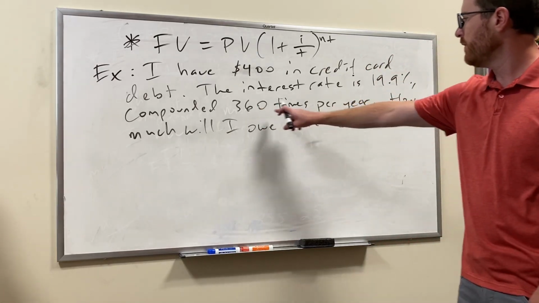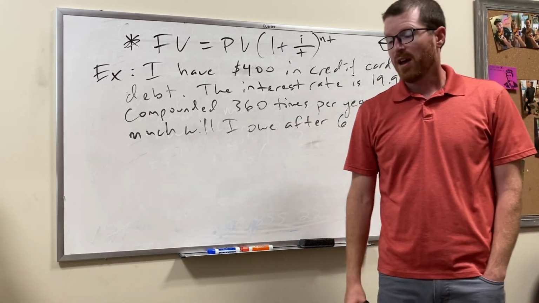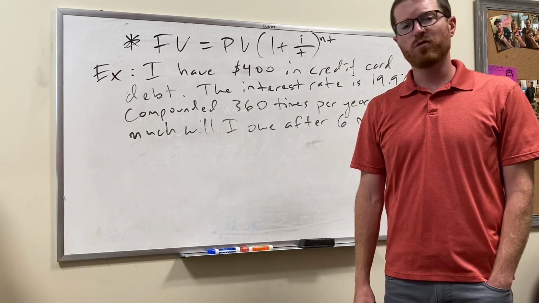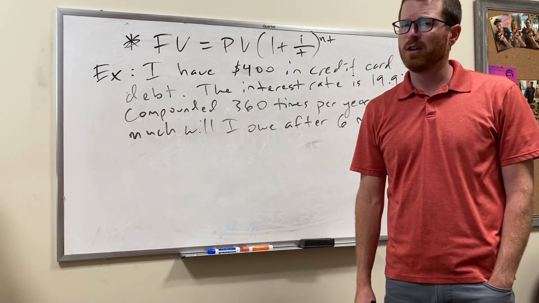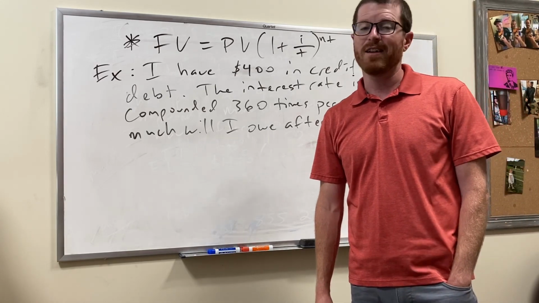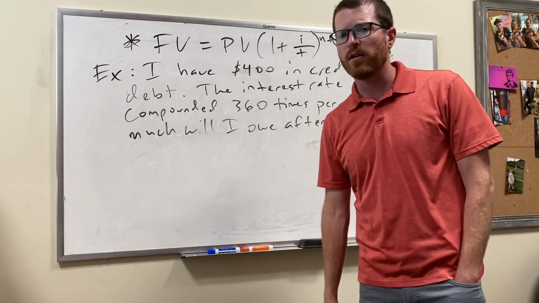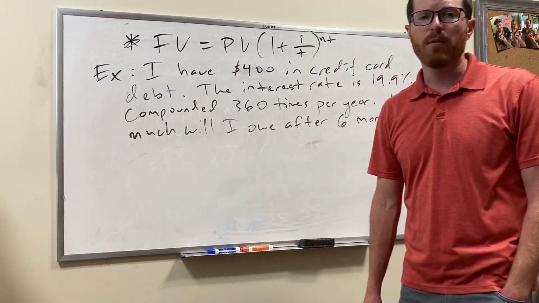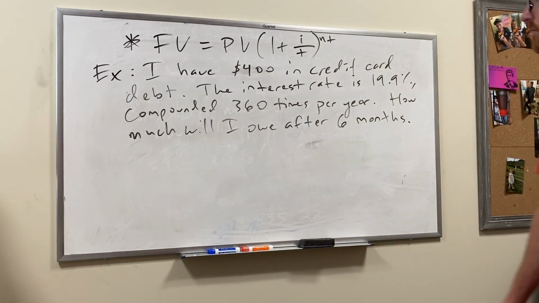And this 360 times compounded in a year is really common. I think the logic is a lot of months have 30 days, so if you do 12 times 30, you get 360. I can just tell you that it's very common. I don't know exactly why it is, but it is. All right. So you'll see 360 times a year a lot of times with credit cards. Sometimes you'll see 365 times a year. These are all very common rates. Okay. So I want to figure out how much debt I'm going to have.